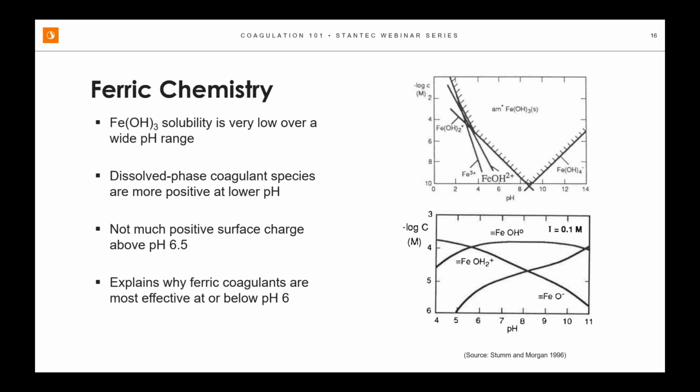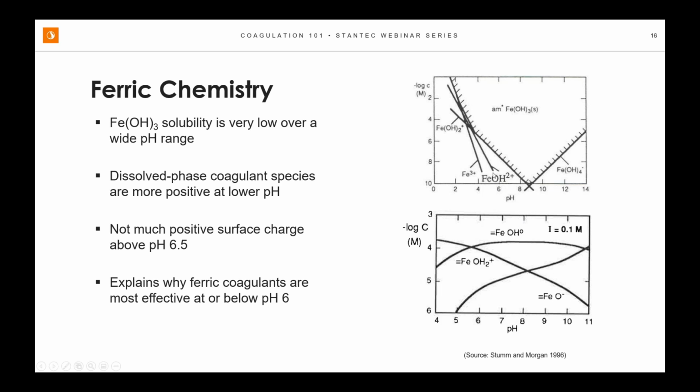Okay, if we just move away from alum and aluminum and look at ferric, ferric is a little bit of a different coagulant. It is much less soluble. Before, alum was 10 to the minus 6 moles as a minimum solubility. This stuff is 10 to the minus 10. It's just insoluble. It forms floc particles like crazy. We don't have residual iron issues when we coagulate with iron coagulants.